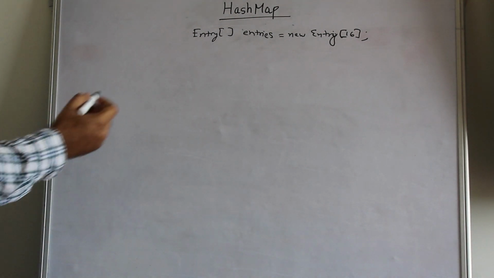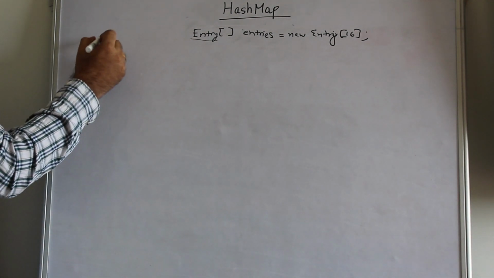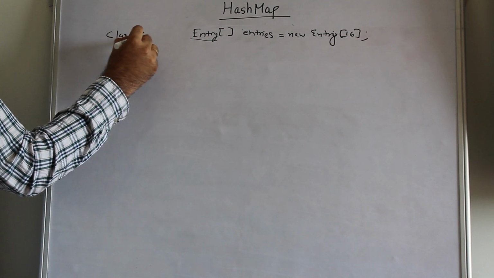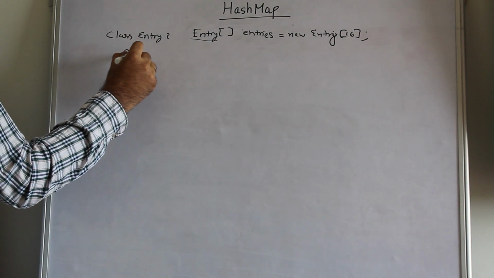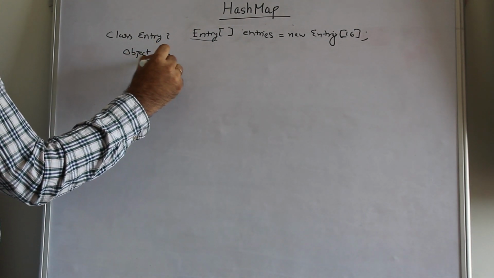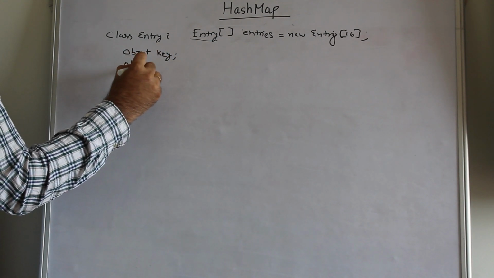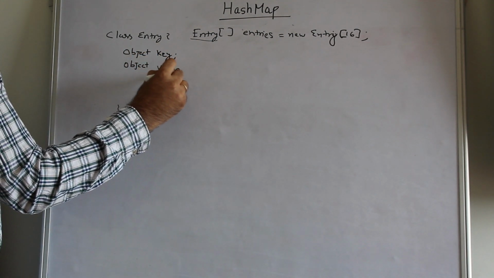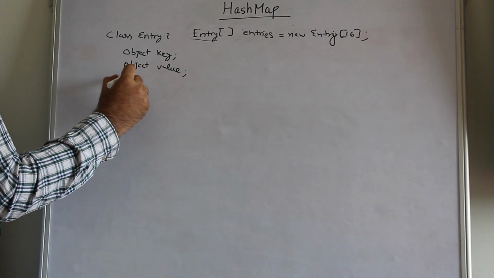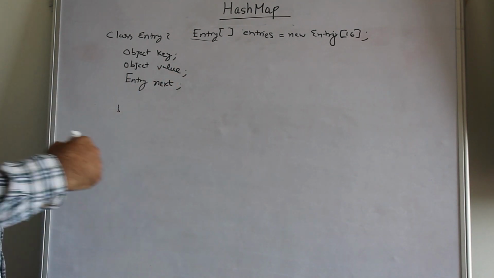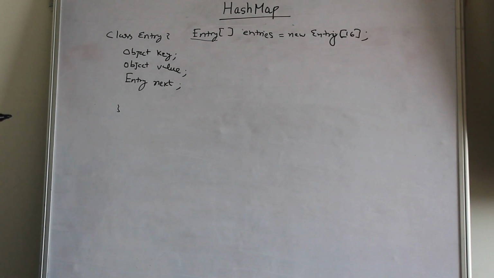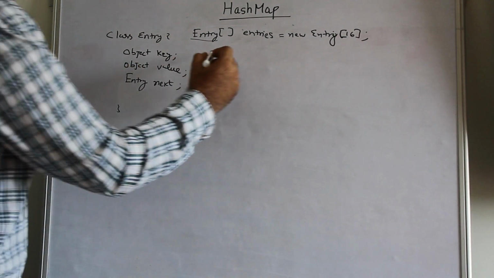So now we'll define what this entry class is. The entry class will have the reference of the key, also it will have the reference of the value, and it will have the pointer to the next entry object. So this is what the structure of hash map is. Now we'll see how it looks after drawing the structure.